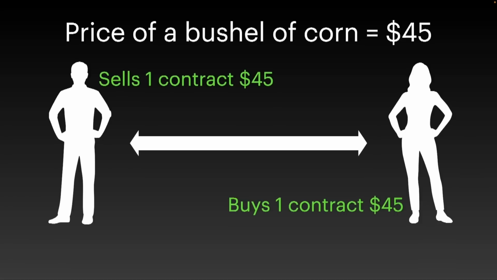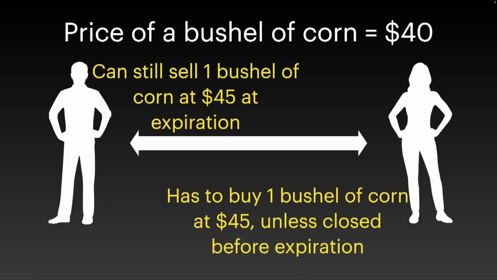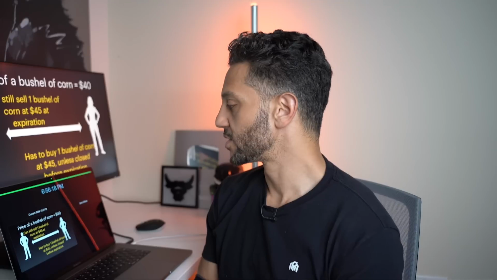So let's see what happens if the price of a bushel of corn actually drops to $40 and the farmer who sold that contract at 45 bucks is correct. If the price of a bushel of corn drops to $40, then the farmer can still sell one bushel of corn to the buyer at 45 bucks, thereby protecting the value of his crop. And the buyer, if held until expiration, who incorrectly speculated that the price of corn would go up, has to buy one bushel of corn at 45 bucks, even though the market price is currently 40 bucks. So this is an example of how futures were traditionally used and still are used by institutional investors.